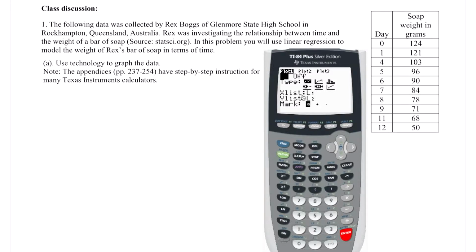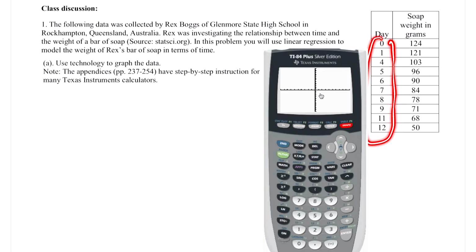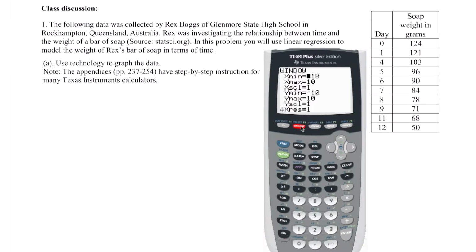Then my x-axis is going to be the points on L1, which is the days. So horizontally we'll have days that have passed, and vertically the y-axis will be made up of the weight of the soap. So now we can graph. And now I don't really see anything, so let's fix our window. If you look, our days go from 0 to 12, so our x-axis should start at 0 and go to maybe like 15 at most. So let's go to the window here and fix that.